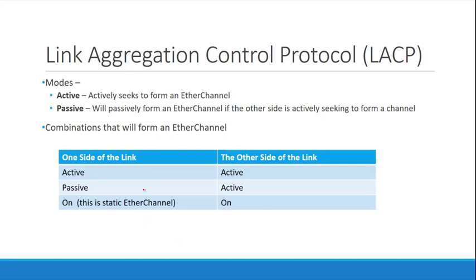Okay. Swap out the words here. Active instead of desirable, right? So active and active will form an EtherChannel. Passive and active will form an EtherChannel. And again, static, which is on and on, will form an EtherChannel.